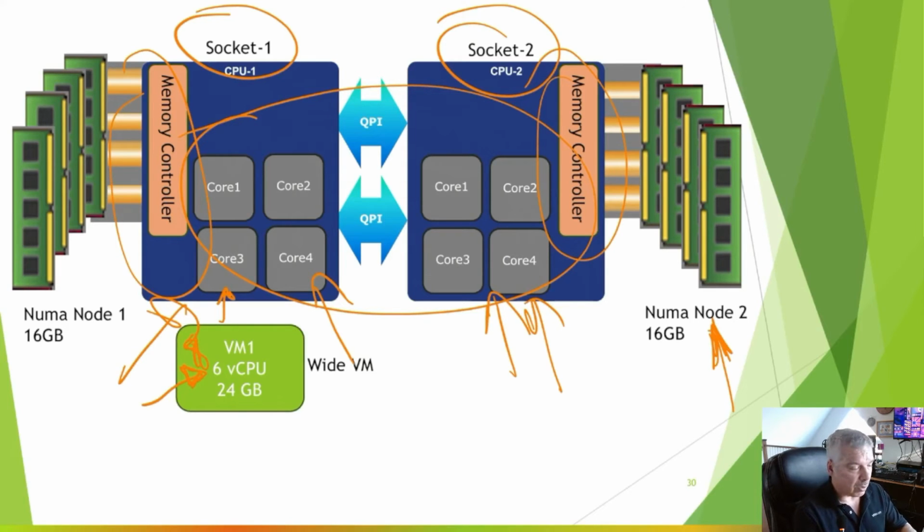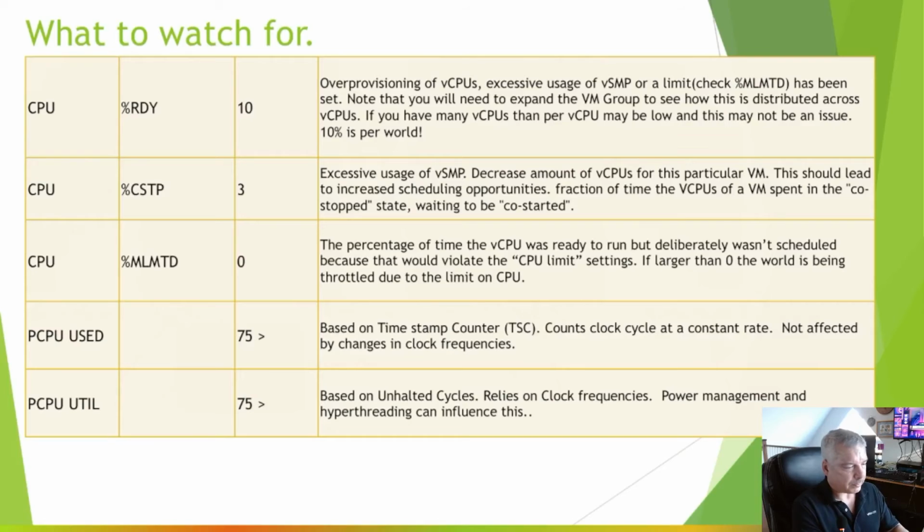Please leave comments if you know where inside your CPU core you actually have 2 memory controllers. So in a sense, you have 2 NUMA nodes inside 1 socket. Anyways, that was a while back when I saw that. But anyways, what are some of the things we need to watch for?